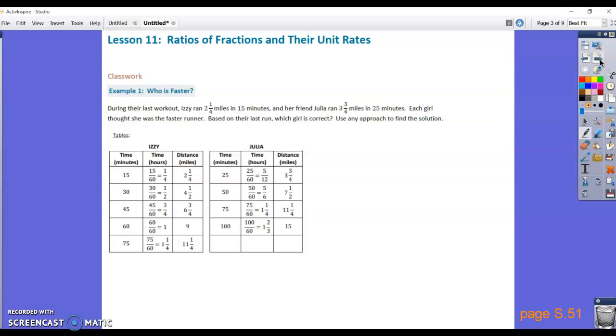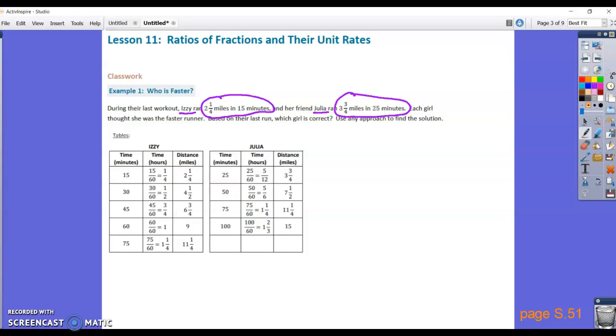Okay, so don't copy this table yet. I will give you some time in a moment. During their last workout, Izzy ran 2 1/4 miles in 15 minutes, and her friend Julia ran 3 3/4 miles in 25 minutes. Each girl thought she was faster based on their last run. Use any approach to find the solution.